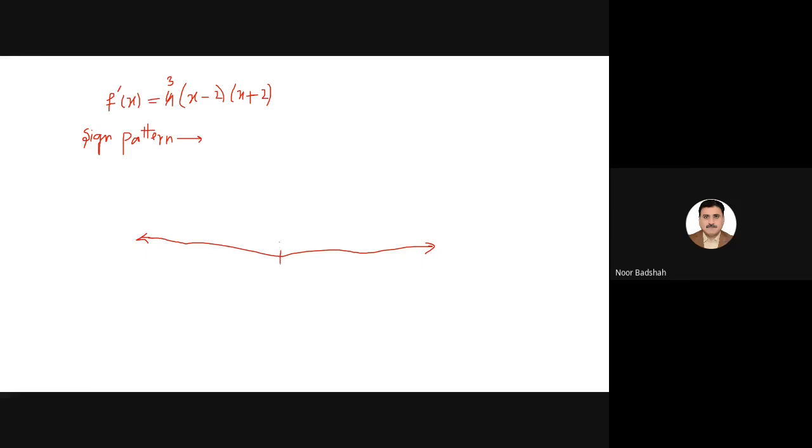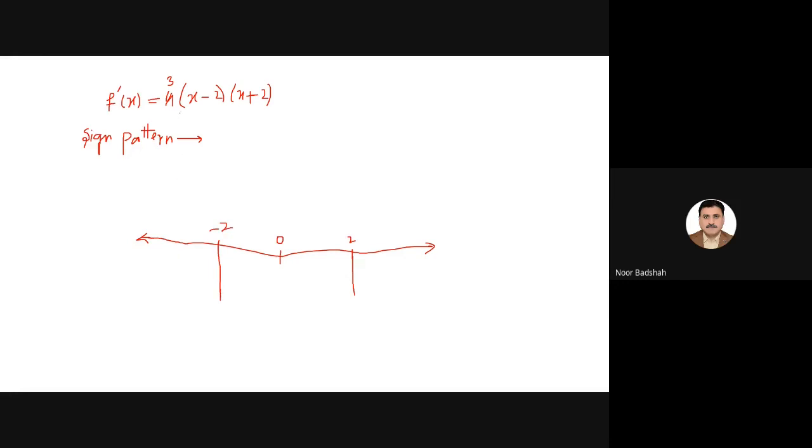That's the point zero here. Draw first the critical points. This is 2 here, and this is minus 2 here. Look into it carefully. Okay. I will draw a vertical line here. It's optional, you may or may not, just to separate the different regions.